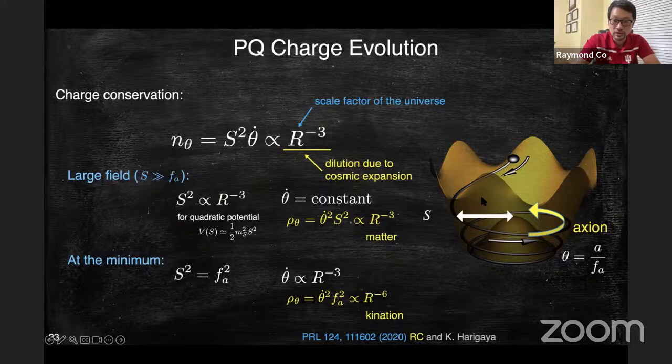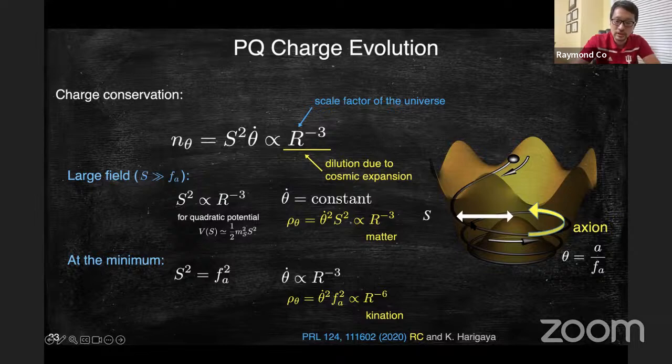But the rotation is eventually going to shrink in radius, and the rotation will be at the minimum of the potential. When that happens, then this S, the radius, becomes a fixed value. Then from this scaling above, you see that theta dot itself has to scale as R to the minus 3. And when you look at the energy density of the rotating field, initially it is scaling as R to the minus 3 because of the S squared scaling. And eventually, the energy density will scale as theta dot squared, which is R to the minus 6.